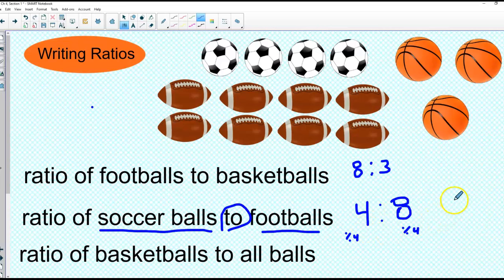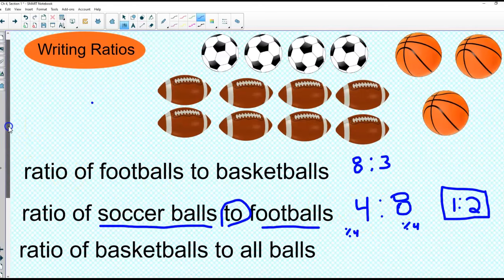So 4 divided by 4 is 1. And 8 divided by 4 is 2. So the reduced ratio is 1 to 2. Okay? So if you're asked to reduce, it's just like you would a fraction.